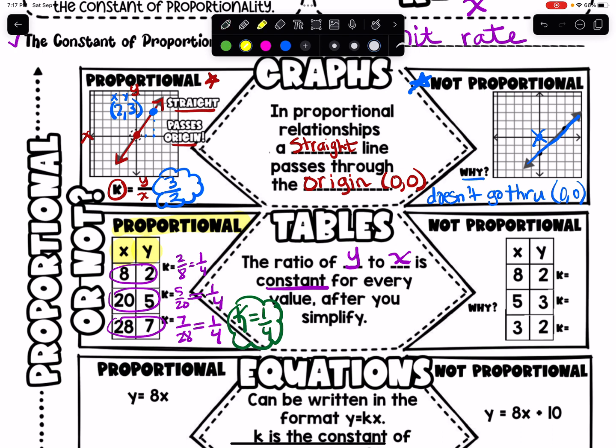All right, over here, we know that this is not proportional because they told us, but let's tell why. If we do y over x for each pair, we have 2/8, which equals 1/4. Then we have 3/5, which cannot be simplified and does not equal 1/4. And then same thing here, not the same. So we'll just say y over x is not constant or the same. So you compare each pair of numbers, y over x, simplify. If they're all the same, it's proportional. If they're not the same, it's not proportional.